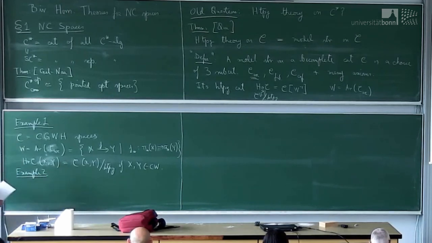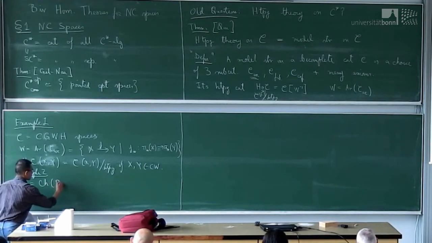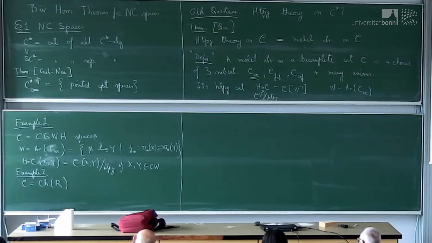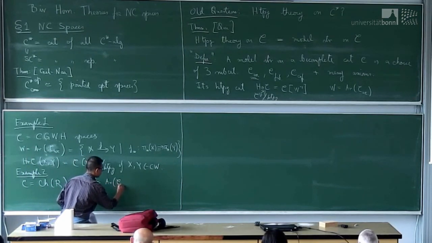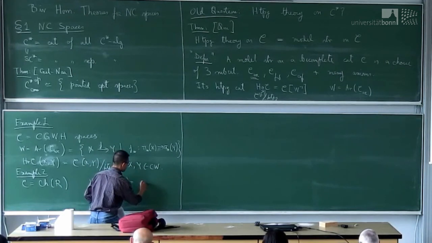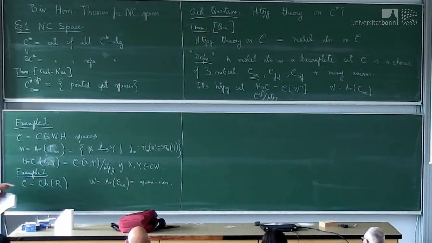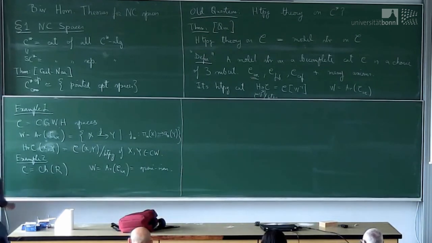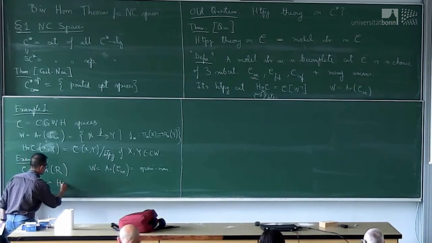So if you put C to be the category of unbounded chain complexes on some ring R, and you choose W, which is the arrow category of the weak equivalences, these are just quasi-isomorphisms. So these are maps between chain complexes which are just isomorphisms at the level of homology. Then the homotopy category has a name called the derived category. So this is precisely the homotopy category.